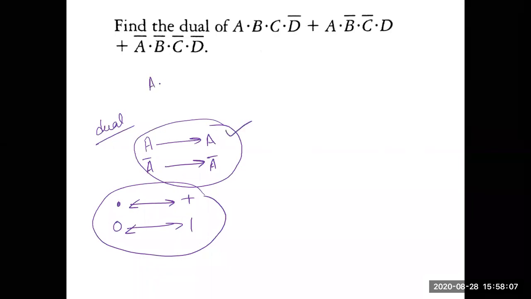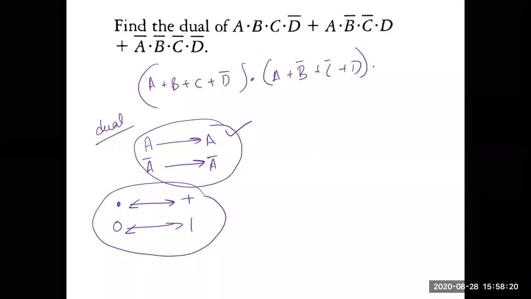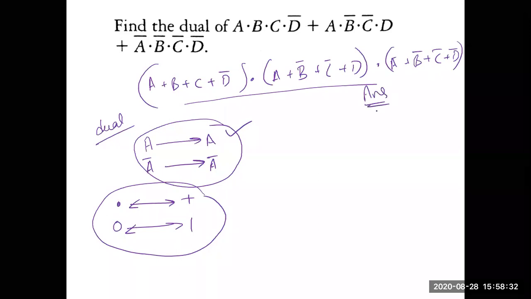Okay, so if you change, you will get a plus b plus c plus d bar dot. In place of plus, you will get dot. A plus b bar plus c bar plus d dot. This is a bar plus b bar plus c bar plus d bar. Okay, so this is your answer if you are calculating dual.